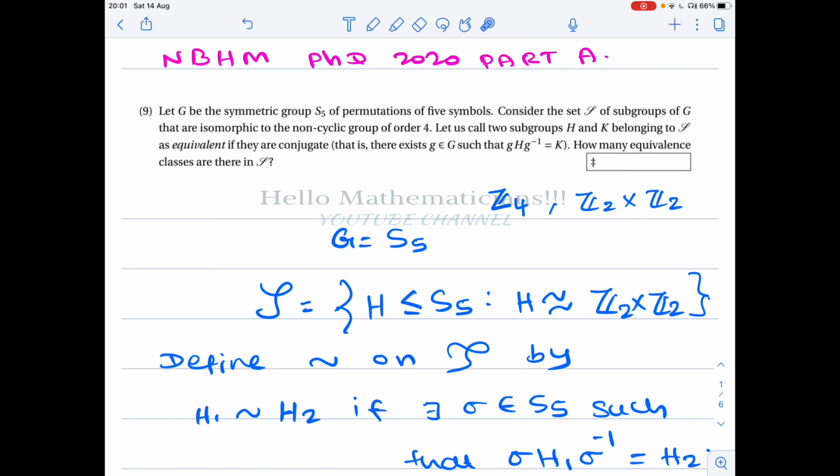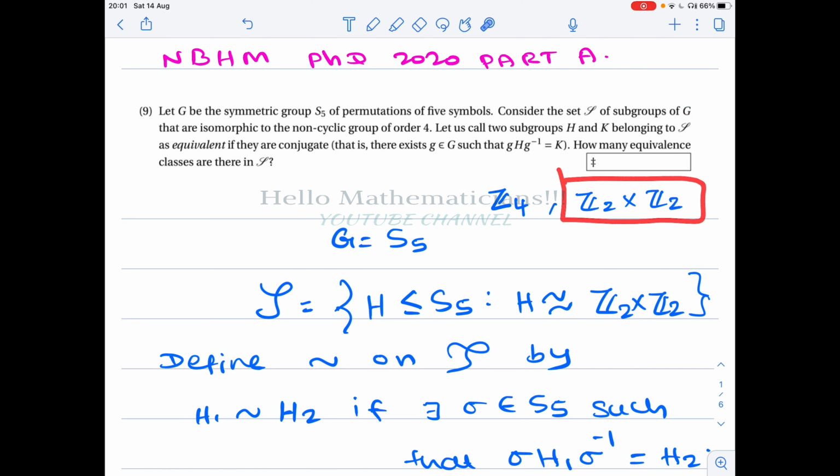4 is a prime square. Any group of order p squared is abelian. Therefore, any group of order 4 is abelian. And by the structure theorem for finite abelian groups, you can prove that there are only two abelian groups of order 4. We are collecting subgroups of G which are isomorphic to the non-cyclic group of order 4, that is Z2 cross Z2.